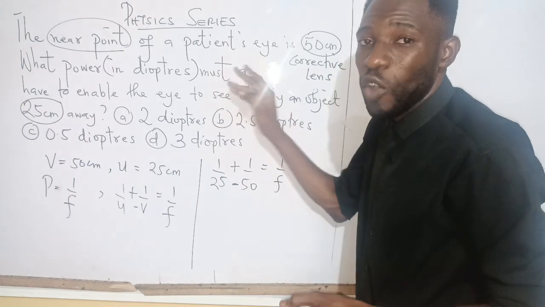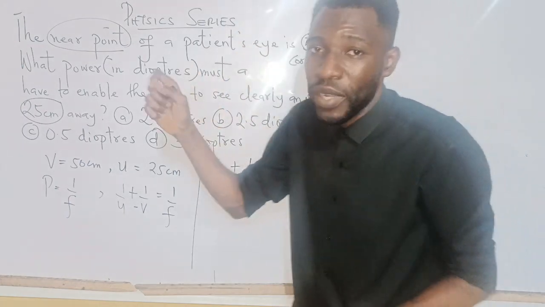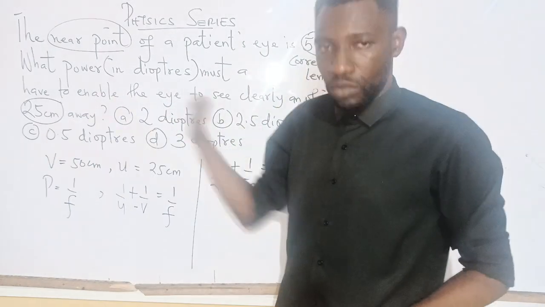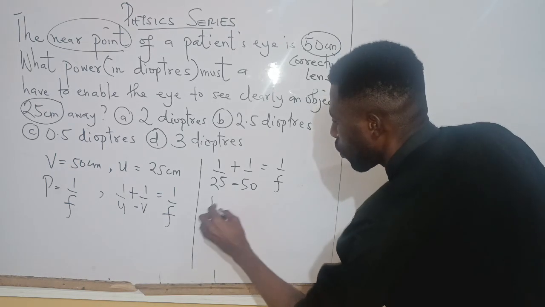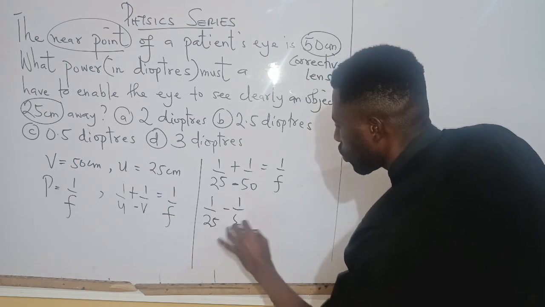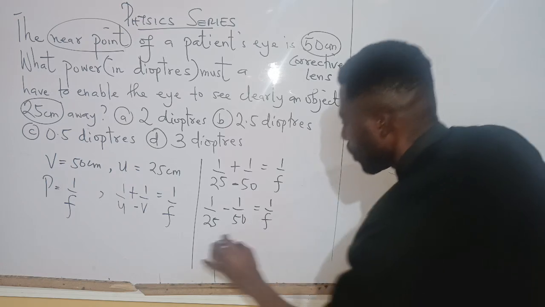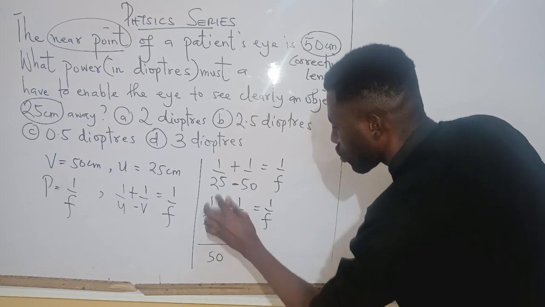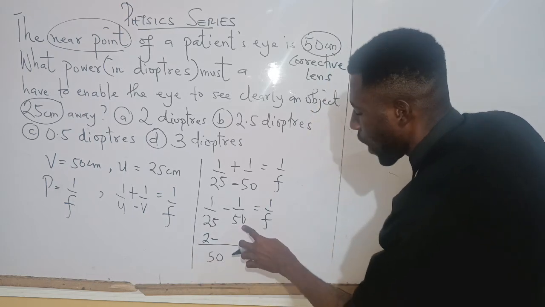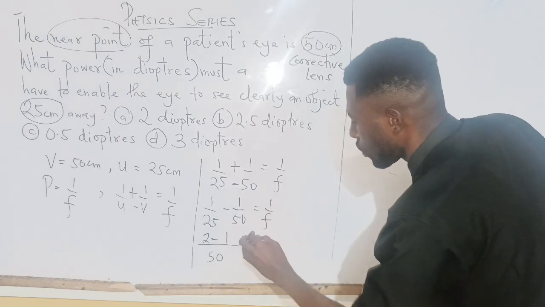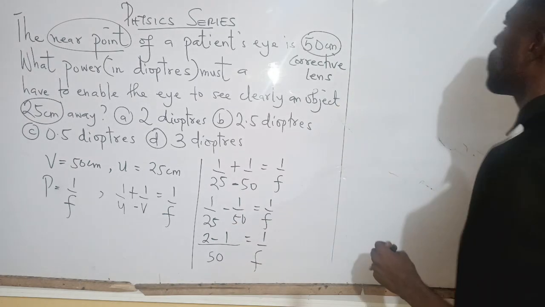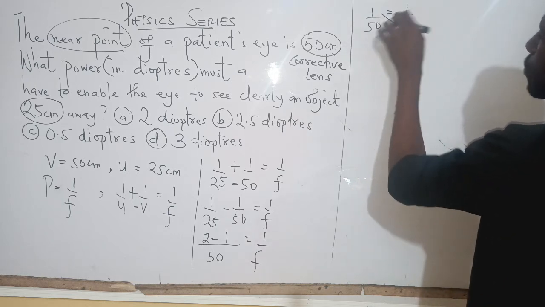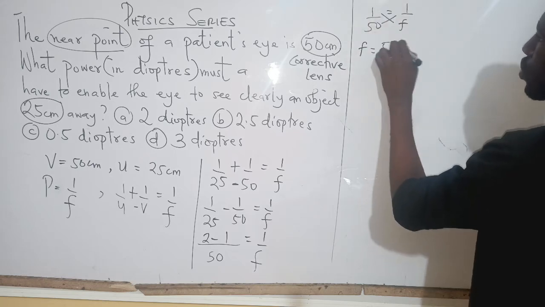So this case is a case of long-sightedness. As I told us in the last class, a long-sighted person can see far, 50 cm, but cannot see objects that are close, 25 cm. So we're going to have 1 over 25 minus 1 over 50 equals 1 over f. Our LCM is 50. 50 divided by 25 is 2, 2 times 1 is 2. 50 divided by 50 is 1, 1 times 1 is 1. So we have 1 over 50 equals 1 over f. If I cross multiply, f equals 50 centimeters.